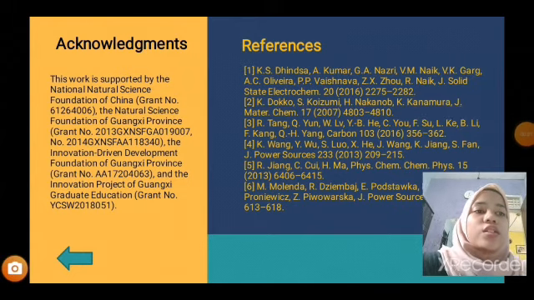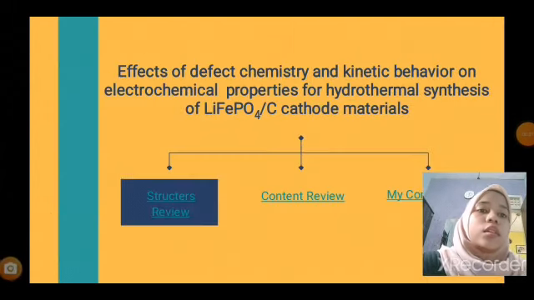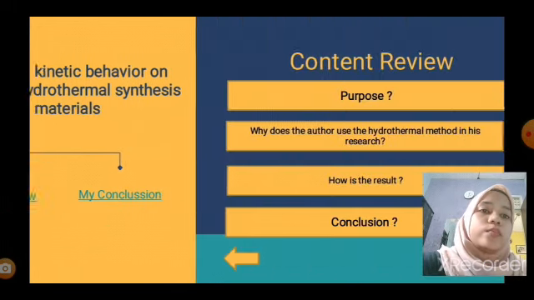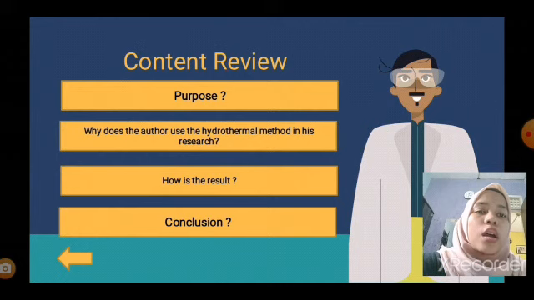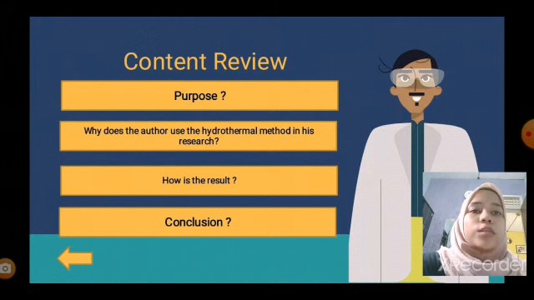Okay, next section. The second section is content review. In the content review, I have four questions. First is purpose. Second, why does the author use the hydrothermal method in his research? Third, how is the result? And last, conclusion. The first is purpose.